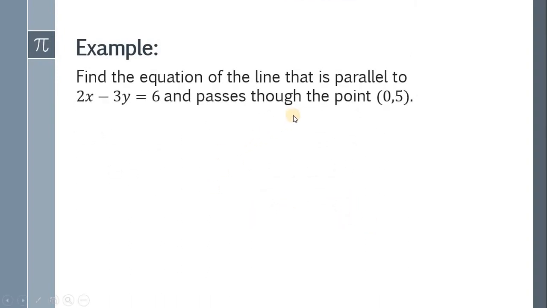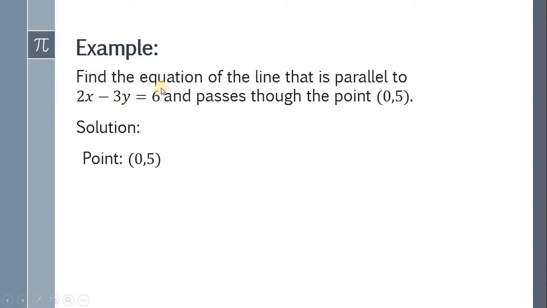Find the equation of the line that is parallel, again parallel, to 2x minus 3y equals 6 and passes through the point (0, 5). Okay, let's have the solution. Una, meron ba tayong point? And the answer is yes, meron tayong given na point na (0, 5). Next, meron ba tayong slope? And the answer is wala pa.